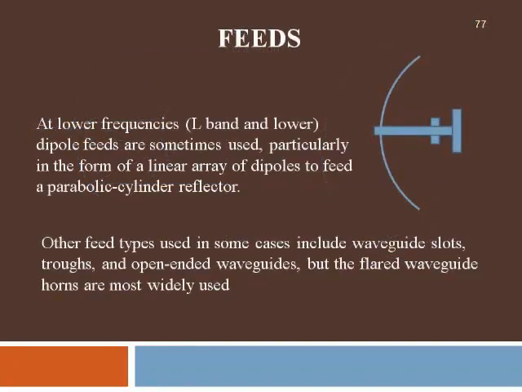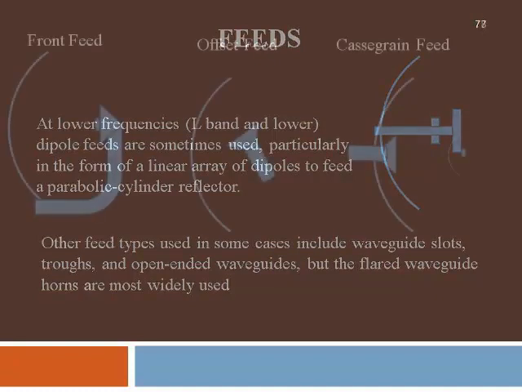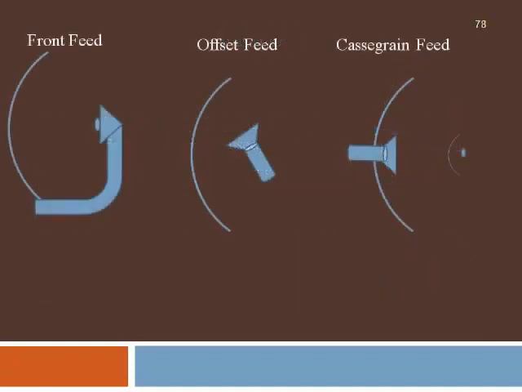Here we are going to discuss something on the feeds. At low frequencies like L band and even lower, dipole feeds are sometimes used, particularly in the form of a linear array of dipoles to feed a parabolic cylinder reflector. Other feed types used in some cases include waveguide slots, troughs, and open-ended waveguides, but the flared waveguide horns are most widely used. The varieties of feeds for different types are shown in this slide.